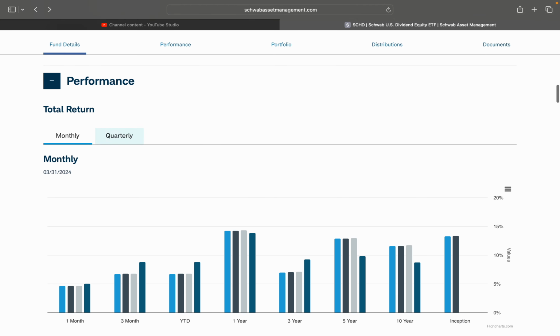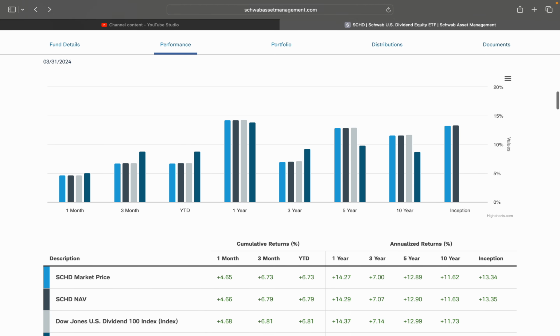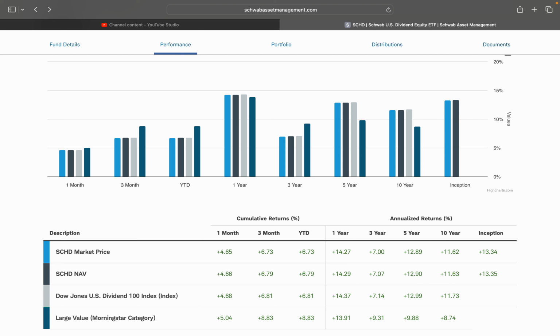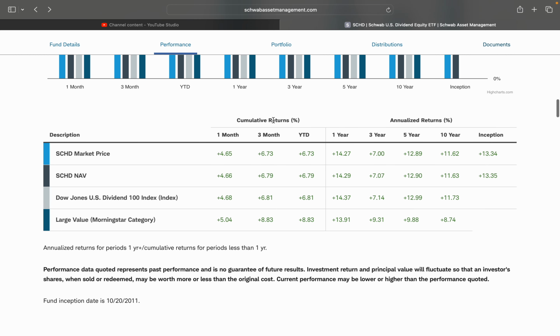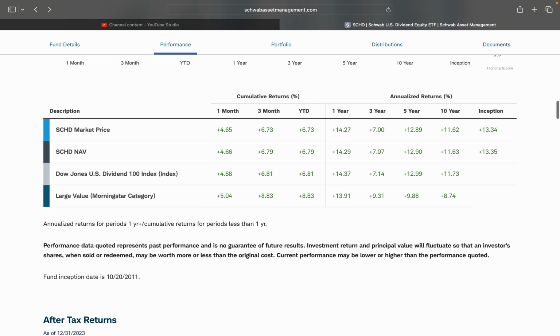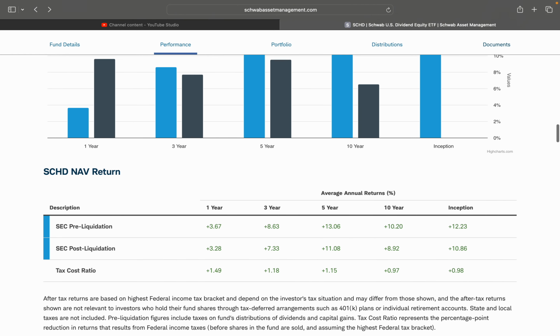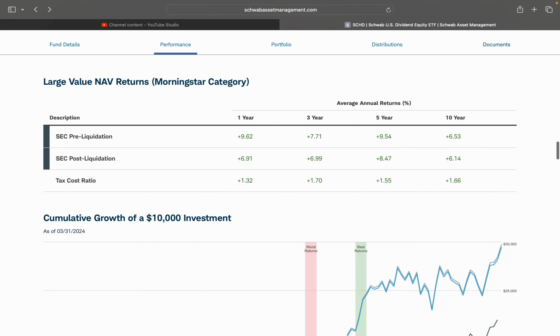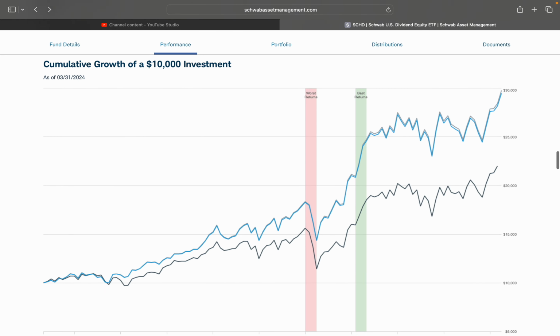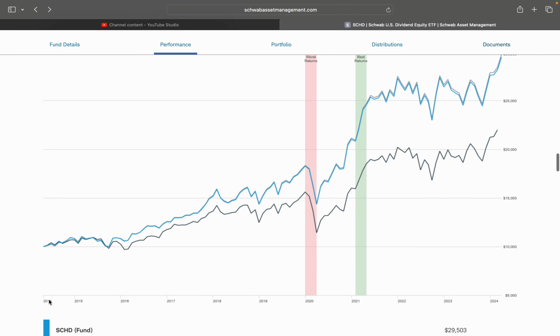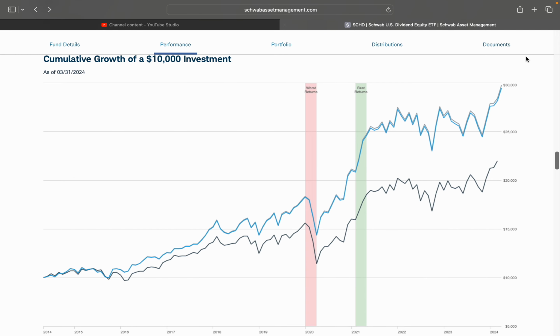Let's look at total return on performance. You can come to the Charles Schwab website and look at all these graphs. It has all these details in there regarding more information on cumulative returns, annualized returns, etc. Here's the cumulative growth of a $10,000 investment. So if you look at 2014, you put $10,000 in this fund. By 2024, it should be around $30,000. That's what it says.